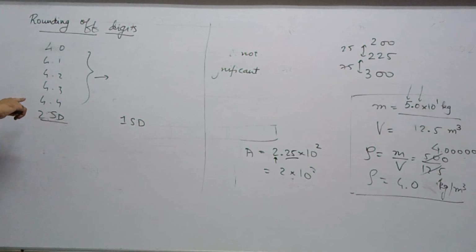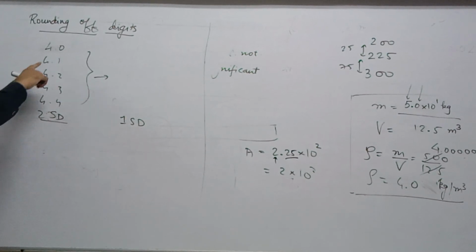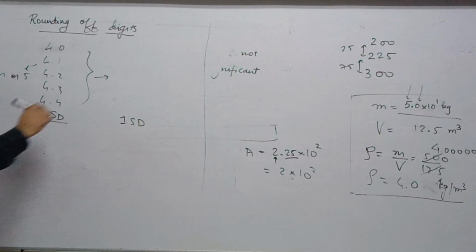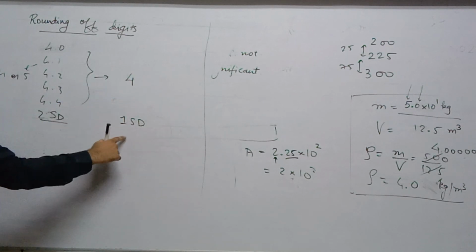Is that okay or not okay? Yes. Someone find it? We should pick 4.1. Is it close to 4 or 5? 4. So we should pick 4. Correct or not? Yes. Sure. Yes. So this would be 4 in one significant digit.